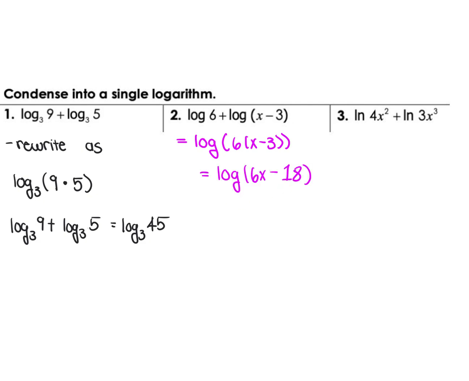Then we have ln of 4x squared plus ln of 3x cubed. So we can rewrite this as ln of 4x squared times 3x cubed. And then we just simplify inside the parentheses. So 3 times 4 is 12. Then it's going to be x to the 2 plus 3, which will be ln of 12x to the 5th.